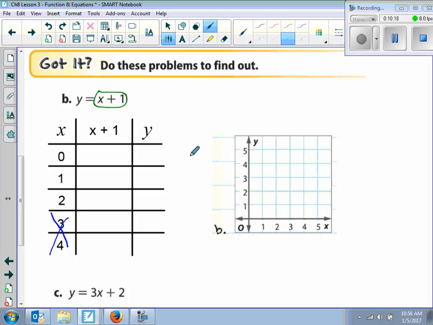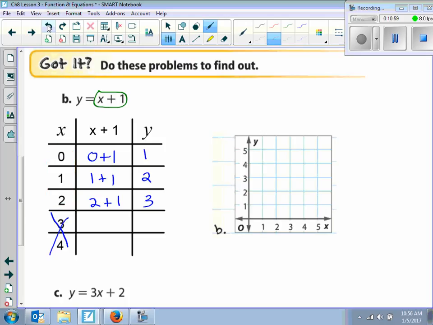And now we just chose our numbers 0, 1, and 2, and we're going to substitute and simplify to get the output. So here, 0 plus 1 is 1. 1 plus 1 is 2. And 2 plus 1 is 3. So, does everyone see the ordered pairs? x, comma, y, x, comma, y, x, comma, y, right?